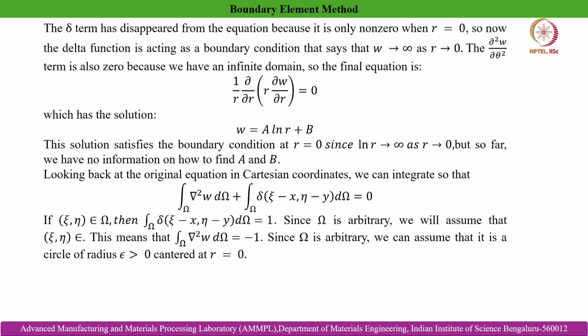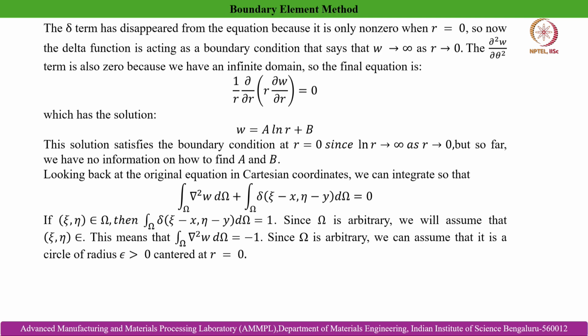So, which has the following solution, that is w is equal to a ln r plus b. This solution satisfies the boundary condition at r is equal to 0 since ln r tends to infinity as r tends to 0. But so far we have no information on how to find a and b.